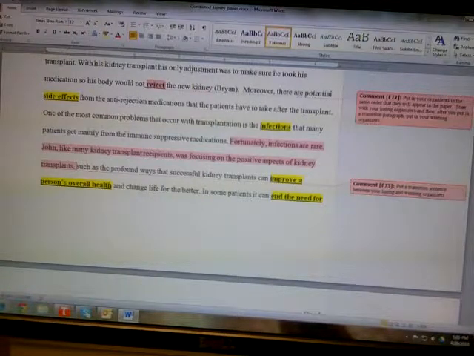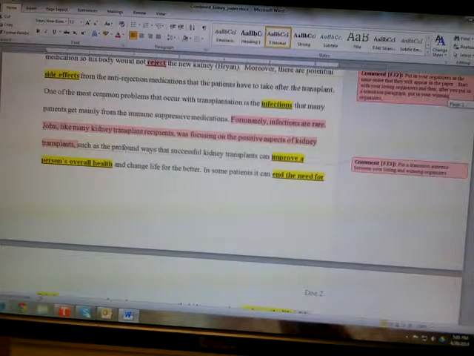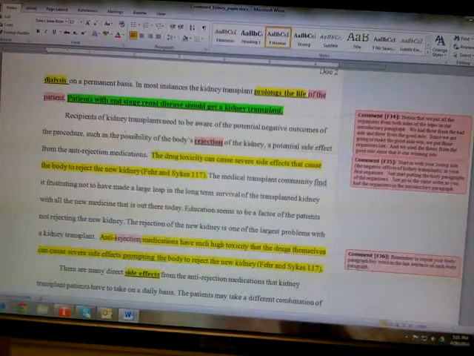The losing side here is against kidney transplants. So I put in the 3 bad points. The new kidney could be rejected, there are side effects from the medications, and infections are common. But then I gave a transition sentence that these things don't happen very often. And John, the person from my story, he was focused on knowing that kidney transplants can improve a patient's overall health, and the need for dialysis, and prolong the life of the patient. And then there's my thesis: patients with end-stage renal disease should get a kidney transplant.